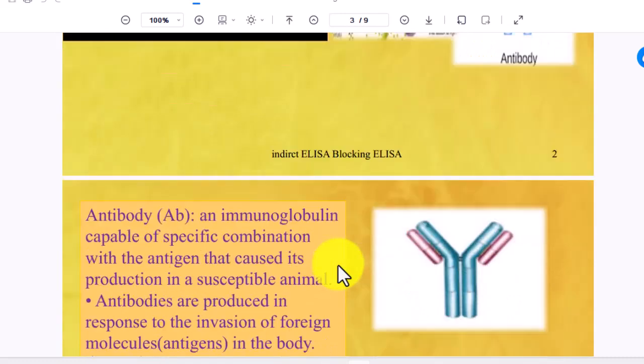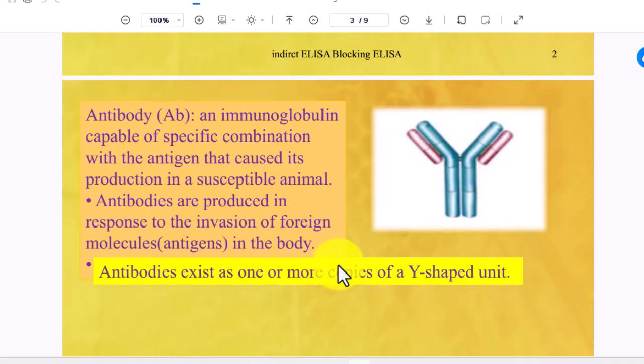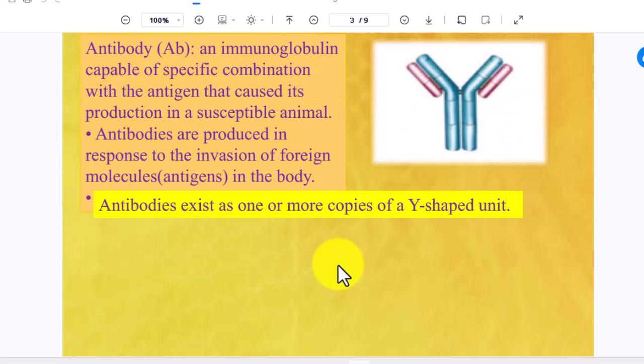In our discussion about diseases in poultry, antibody, another definition. Now we speak about the antibody. An antibody is an immunoglobulin capable of specific combination with an antigen that caused its production in a susceptible animal. Antibodies are produced in response to an invasion of a foreign molecule, the antigen, in the body. We speak about antigen and antibody.